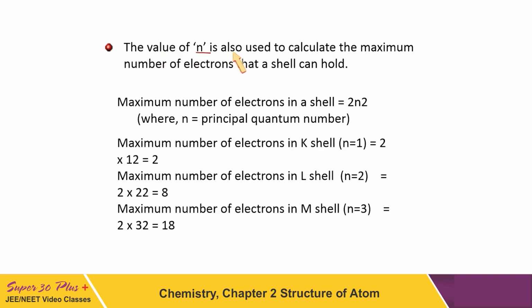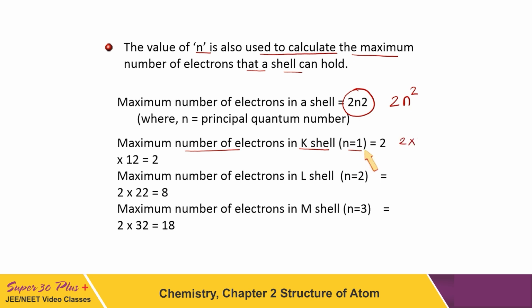Now the value of n is also used to calculate the maximum number of electrons that can be held in a shell. So how many electrons can a shell hold? This is also given by this quantum number, using the formula 2n square. Students, this is 2n square. Now say, for example, someday you want to calculate the maximum number of electrons we can accommodate in the K shell. K means first shell. So if the value of n is 1, I will apply this value here.